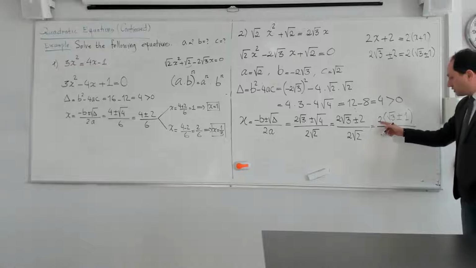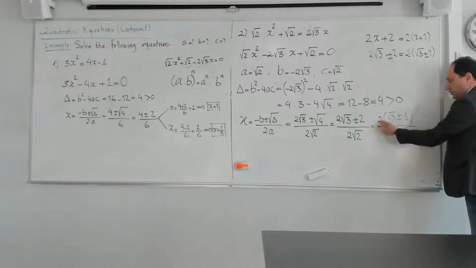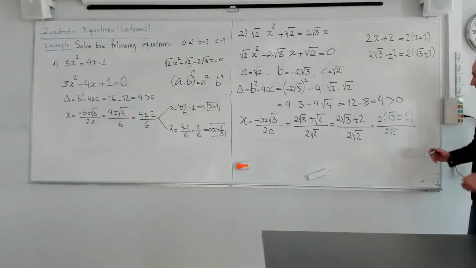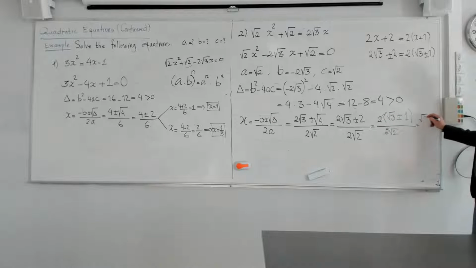But then this 2 is now a factor. It has been multiplied by this. So it's a factor of the whole numerator, and this is a factor of the denominator. So this means that these 2 can be simplified, and then I have a square root of 3 plus or minus 1 divided by a square root of 2.